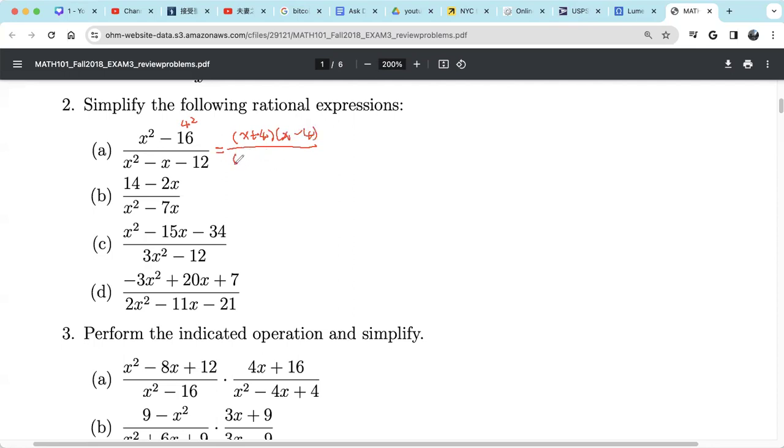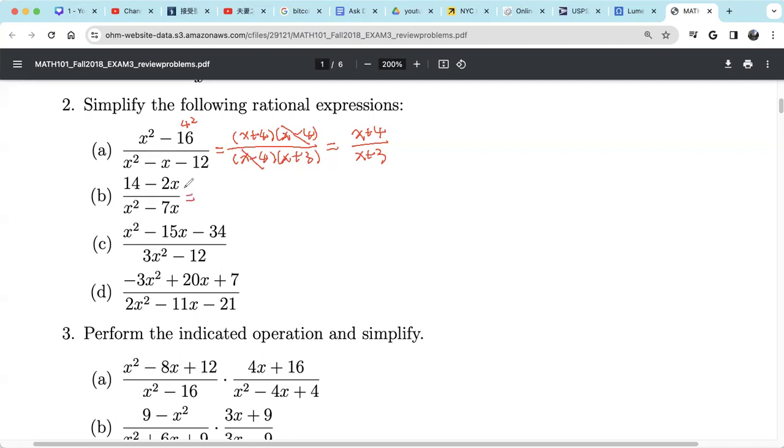And the denominator can be factored. Think about the 2 factors of negative 12 that add up to be negative 1. That has to be x minus 4, x plus 3. Because minus 4 plus 3, that's negative 1, right? So then we see in the denominator, we'll have x minus 4 as a factor. In the numerator, we'll have x minus 4 as a factor. So left with x plus 4 divided by x plus 3, simplified. We cannot simplify further because we have linear factors in the numerator and in the denominator.